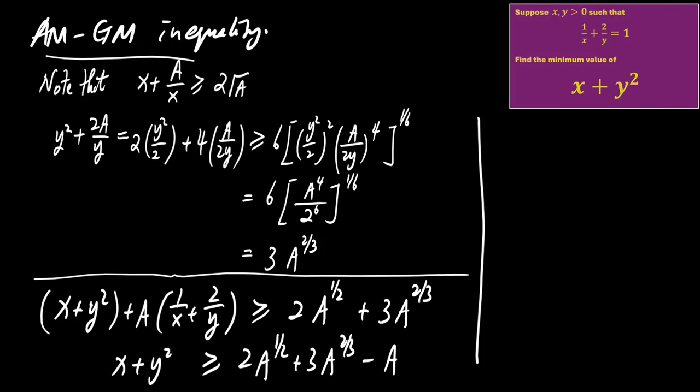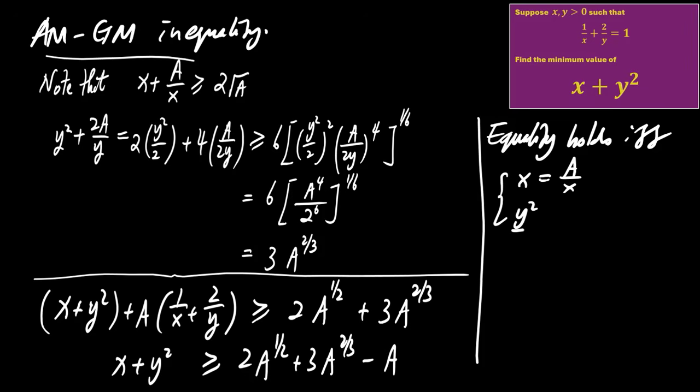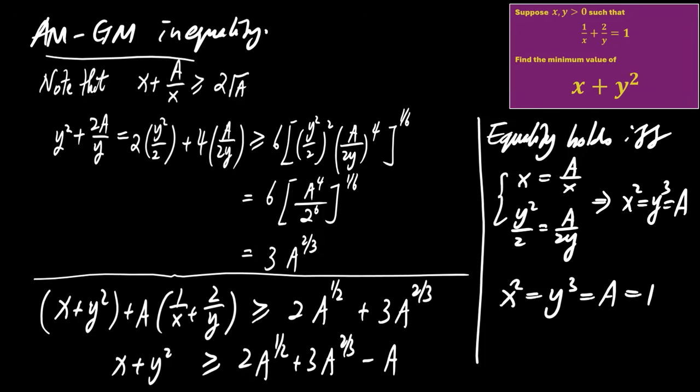There are two inequalities involved, and we see that equality holds if and only if x equals a over x, and y squared over 2 equals a over 2y. This means that x squared equals y to the power 3 equals a. Now we try to get the value of a and the minimum value for x plus y squared. To do that, we let x squared equal y to the power 3 equal a equal b to the power of 6. This means that x will equal b to the power 3 and y will equal b squared.